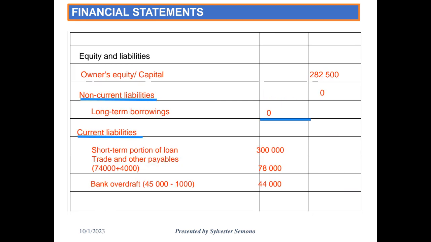Now we can add all the current liabilities together and find the total of the current liabilities. 42,240. Thank you. Those are the current liabilities. Now we have to add the two figures that you see there, and we call them total equity and liabilities at the bottom there.